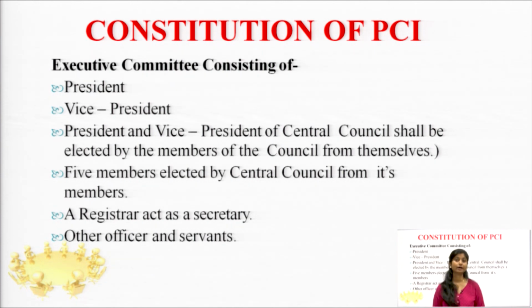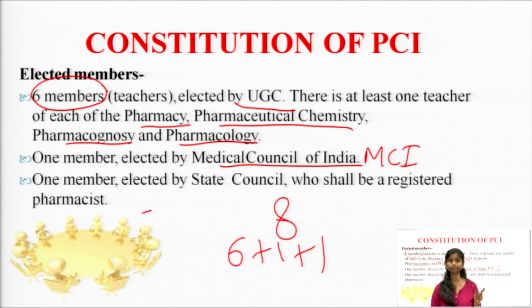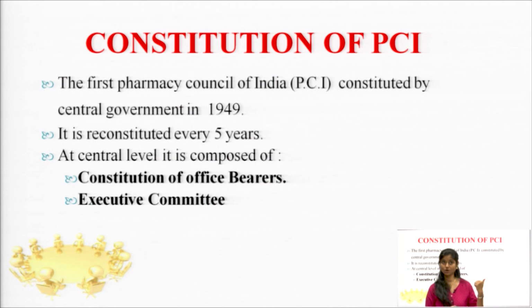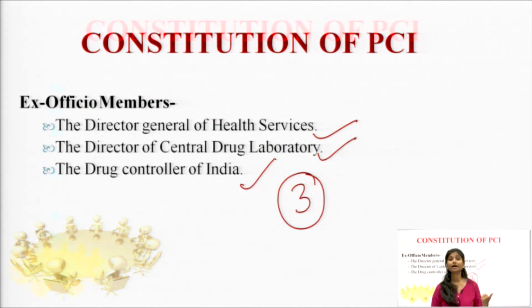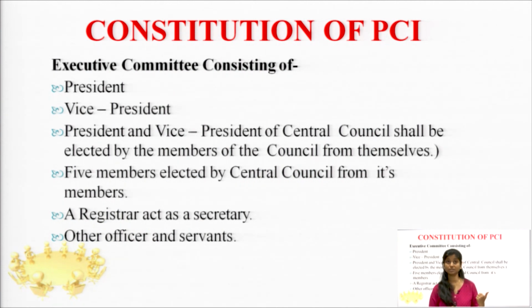Executive committee, क्योंकि हमने 2 पार्ट में पढ़ा था, एक एग्जीक्यूटिव कमेटी पढ़ी थी और एक ऑफिस बैरियर्स पढ़े थे. तो ऑफिस बैरियर्स फिर से 3 पार्ट में डिवाइड हुआ. Let's recall it again. Constitution of office bearers and executive committee: constitution of office bearers was divided into elected, nominated and ex officio members, that is 8, 9 and 3, which is total 20. And now we are going through the executive committee.